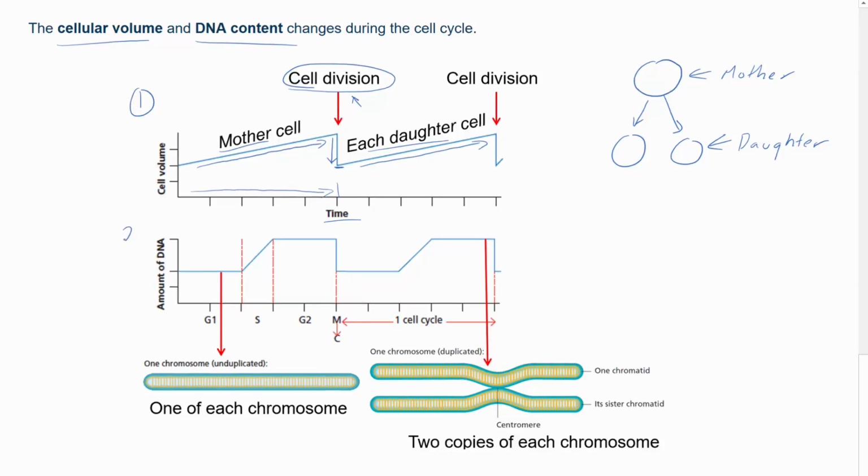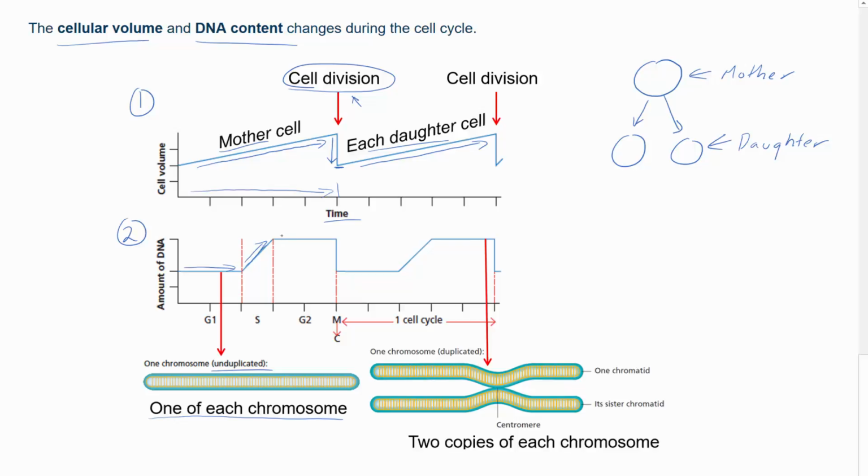This second graph here shows how the amount of DNA changes throughout the cell cycle. What you'll notice is that during the G1 phase of interphase, there's absolutely no change in the amount of DNA in the cell. And that's because the cell has one of each chromosome that is unduplicated in that cell. It's only during the S phase that there is an increase in DNA. That's because DNA is duplicated during the S phase, getting ready for cell division.